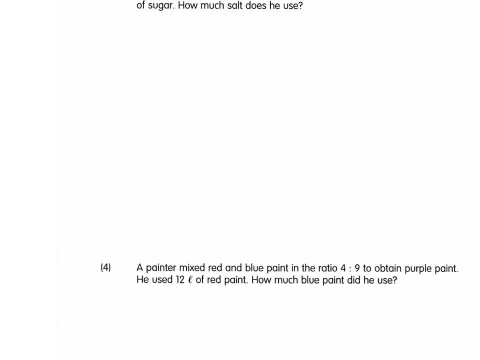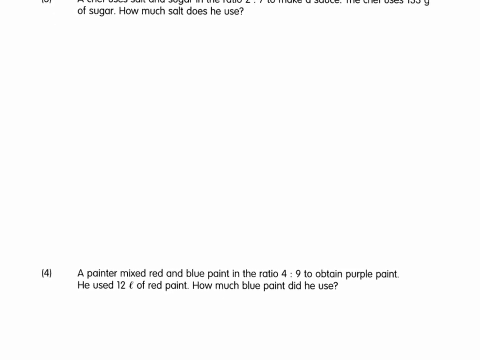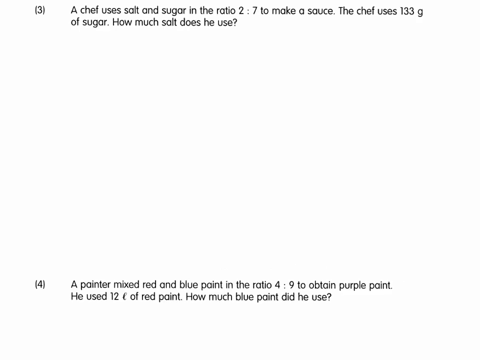Okay, a chef used salt and sugar in the ratio of 2:7 to make a sauce, right? The chef used 133 grams of sugar. How much salt does he use? Okay, we can actually solve this easily. So, total units to make the sauce. How many units? 9, right? So, what fraction of the 9 units is actually salt? 2/9, right?